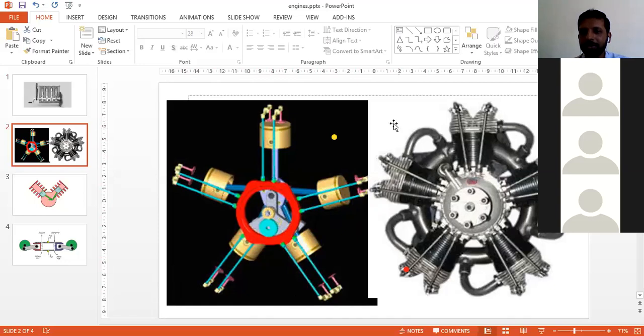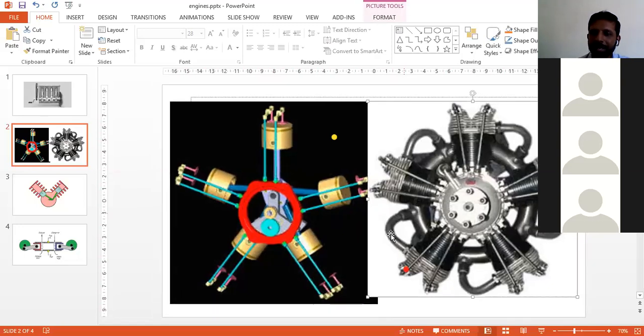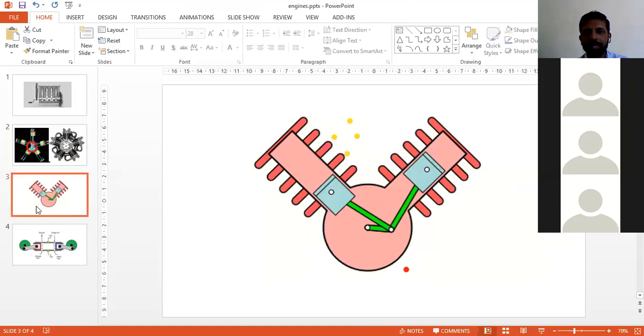Where would we have seen this? We would have seen this in glider planes, or in the older days planes, where the fan used to be placed over here and they used to start rotating this. So there is one engine over here, 2, 3, and 4. All these pistons mounted in a radial manner around the 360 degrees is a radial engine.